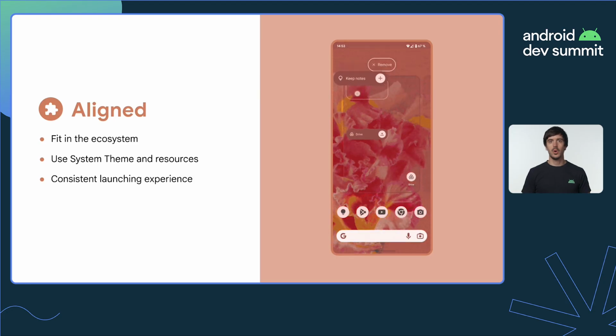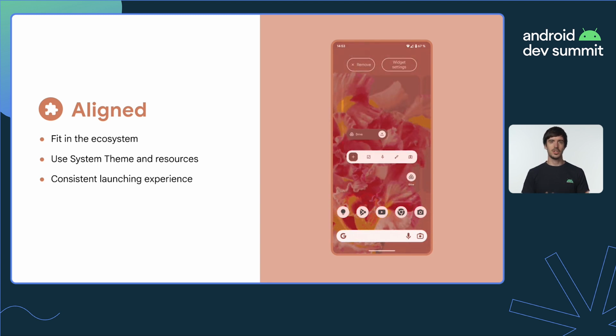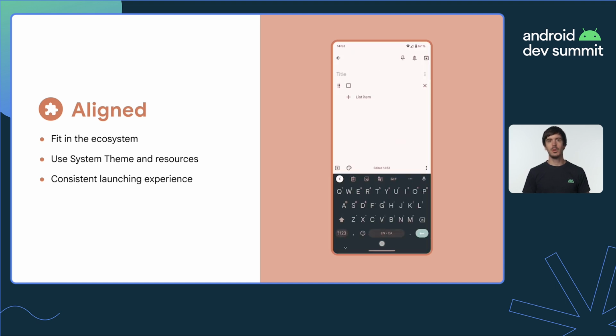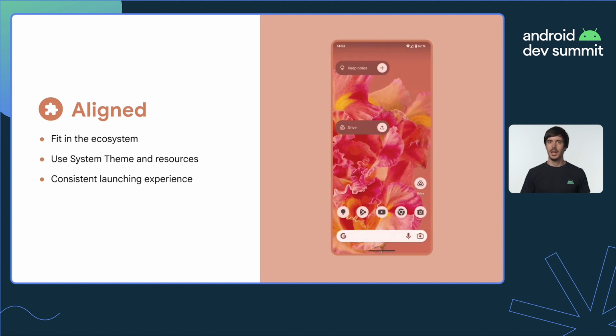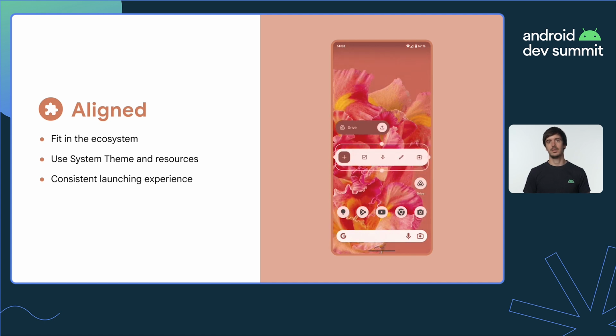When we refer to a widget that is aligned, we mean this. It fits into the shared ecosystem that makes up the home screen. By adapting to the wallpaper colors and the available size defined by the system theme, it also provides a smooth launch experience for your application. And here is how you can do that.